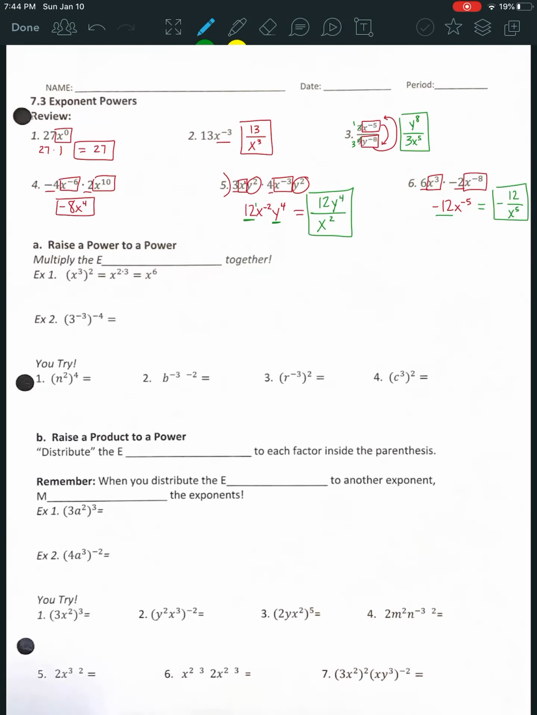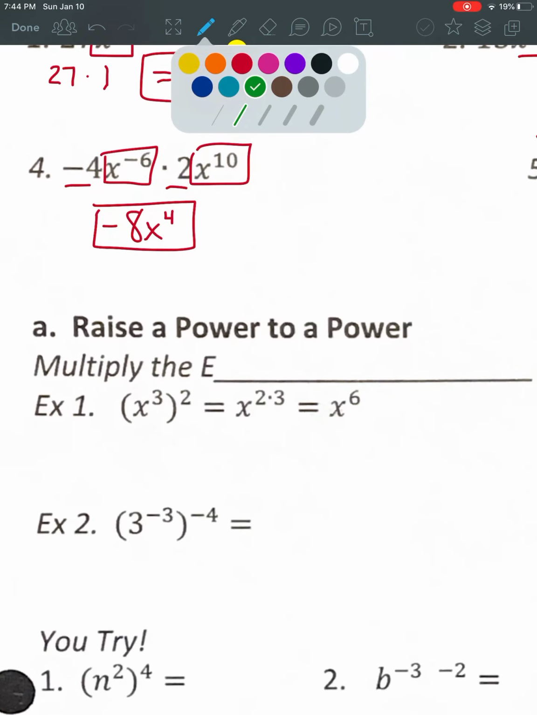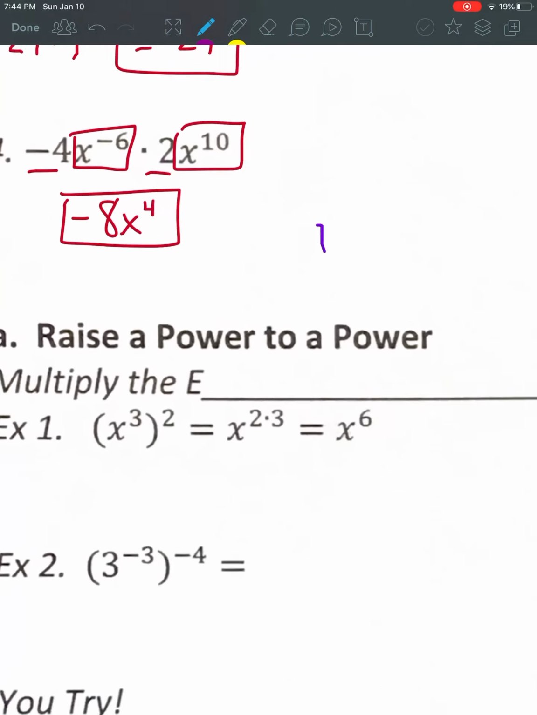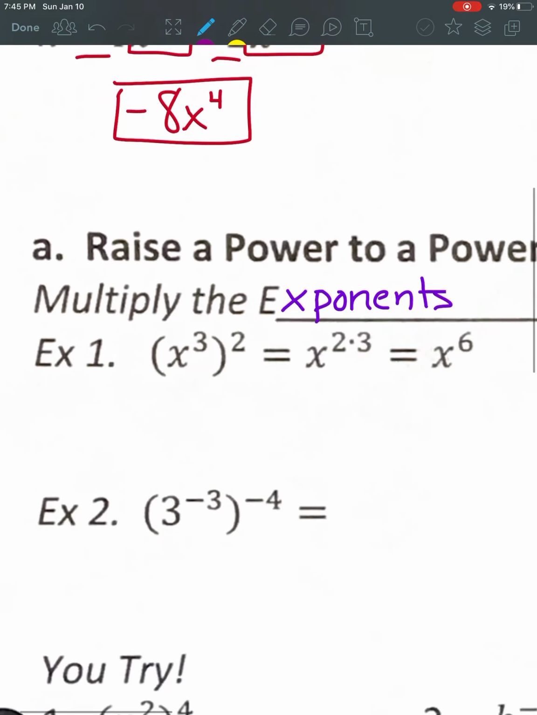So there is some review over the properties we've already discussed. Now, power to a power. What we do in this scenario is multiply the exponent. So anytime you see a little exponent in the upper right-hand corner raised to another little number, we're going to multiply.